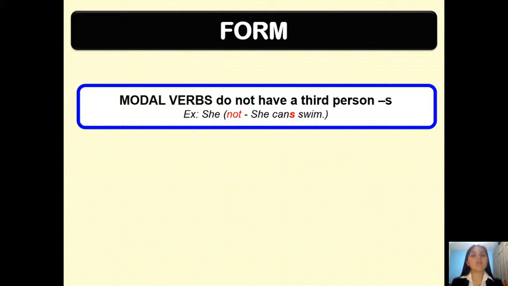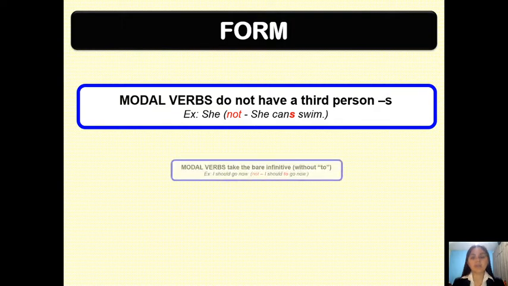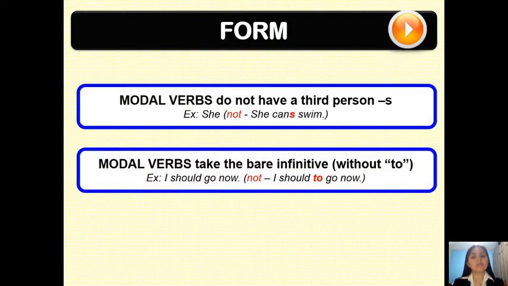Only 2. First, in this PowerPoint presentation you will find very important information. For example, modal verbs do not have a third person, okay? It is not necessary to add s, okay? What is the next information? Modal verbs take the verb infinitive. It means that in a sentence using modal verbs, you have to use the verb in the base form. Do you remember? Yes, the verb in the base form, the verb in present, right?